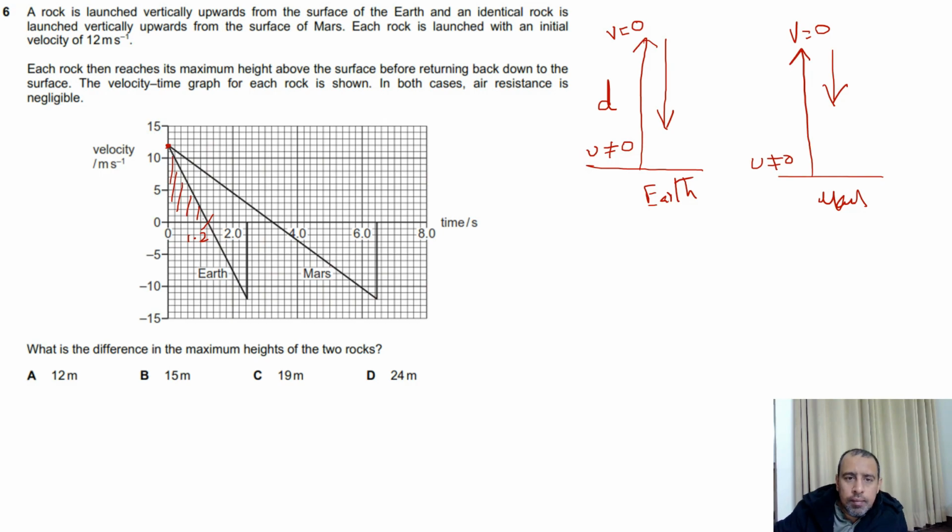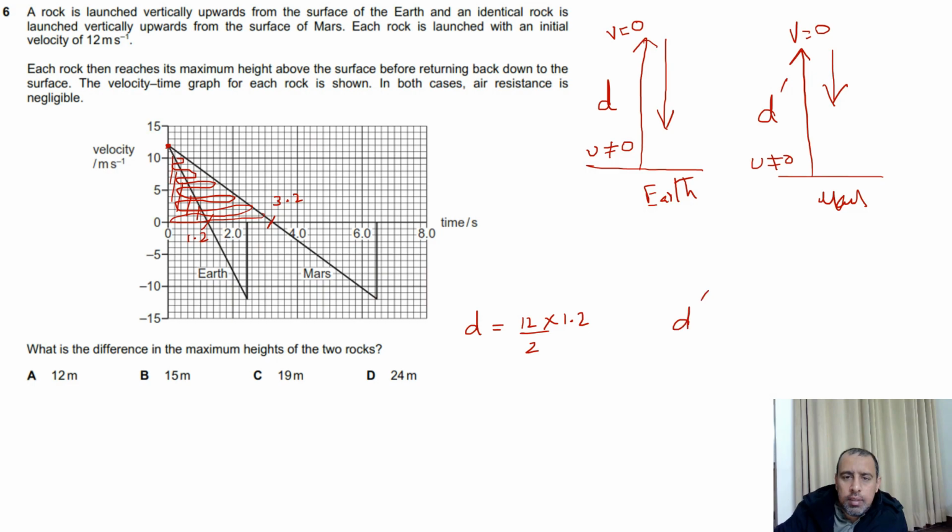So to get this distance d, the area of the triangle is 12 multiplied with 1.2 divided by 2. Okay, for the mass, the initial velocity is again 12, and when this velocity is 0, this time is required. This time is 3.2 seconds. So if you get this triangle, we can have this distance d dash.